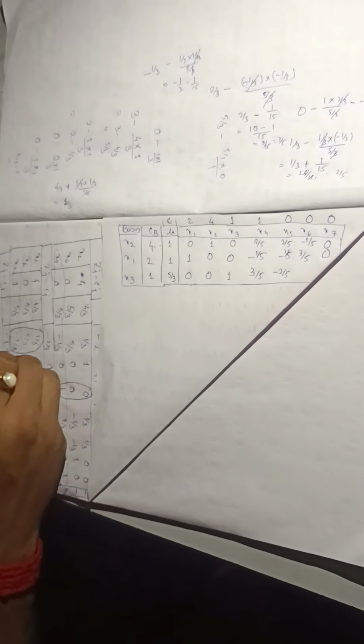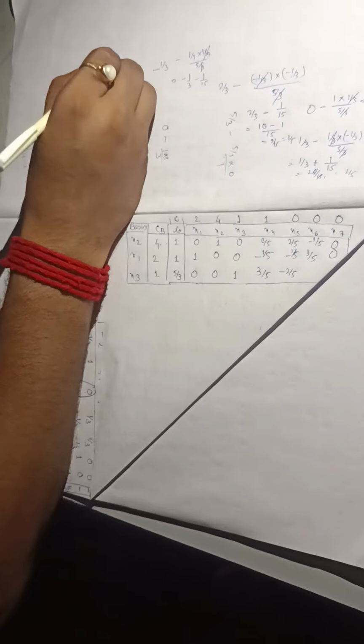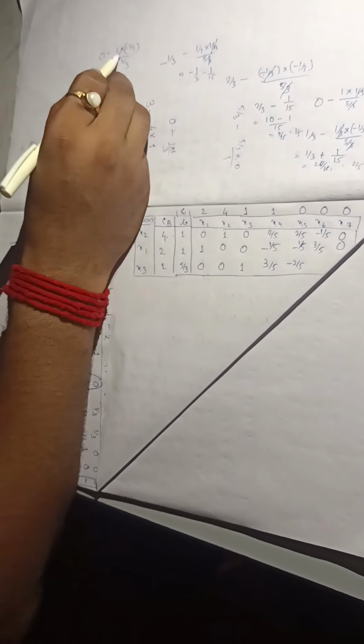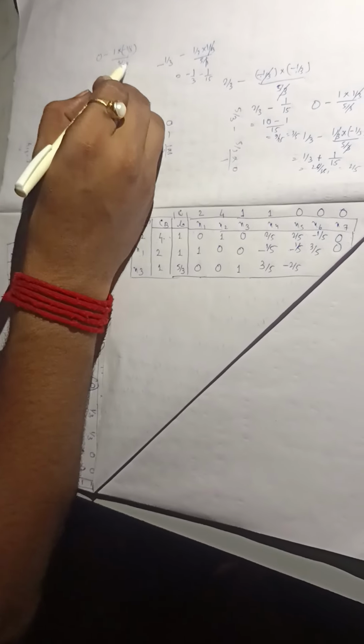Corresponding key row value is 1, and corresponding key column entry is minus 1 by 3. So 0 minus 1 into minus 1 by 3 divided by 5 by 3. Minus minus becomes plus, and 1 by 3 and 1 by 3 get cancelled, so it simply becomes 1 by 5.